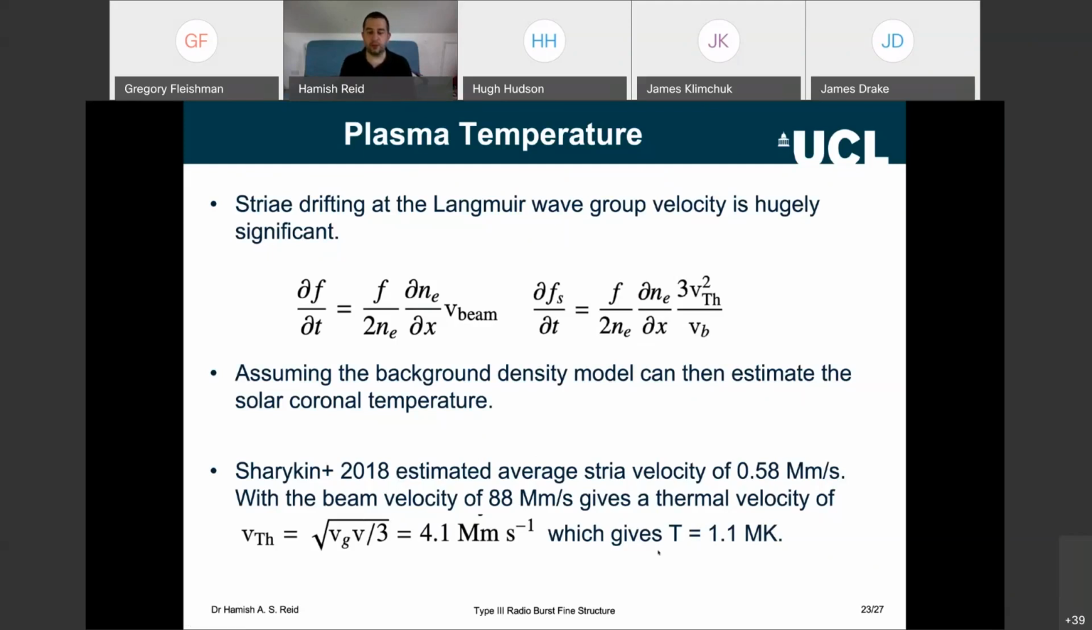Which is very useful because we don't really have any other ways to estimate the temperature of the solar corona at heights of 1.5 solar radii, which is what we can use LOFAR for.